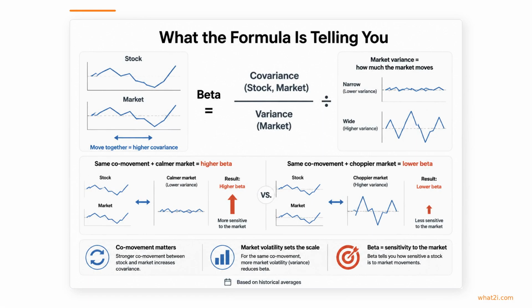What that formula is really doing is converting co-movement into a sensitivity measure. The numerator asks, how much does the stock move along with the market? While the denominator asks, how volatile is the market itself? So beta tells you the stock's movement relative to the size of typical market swings, based on historical averages.